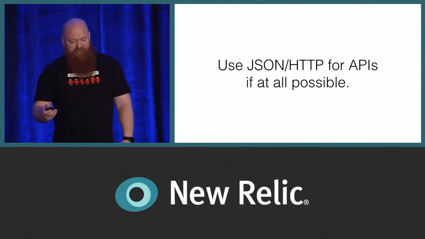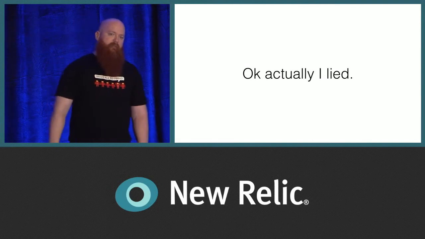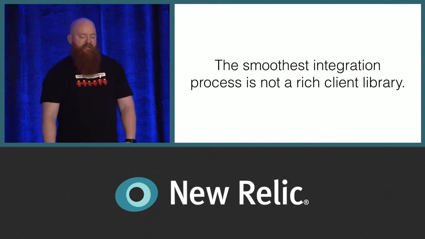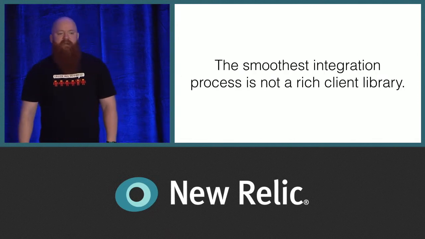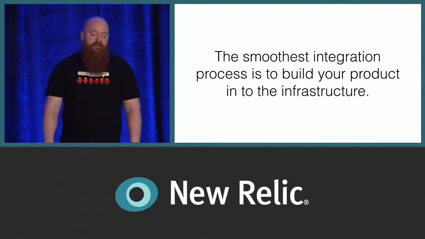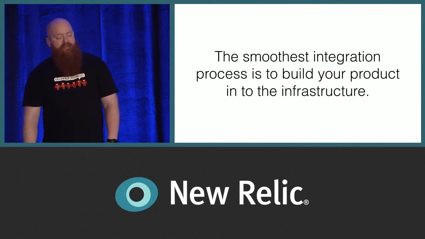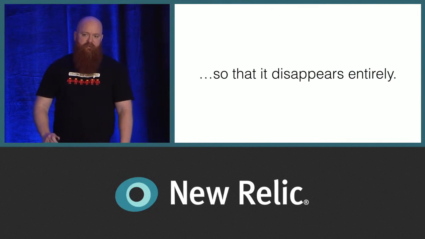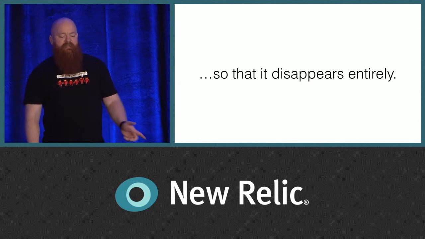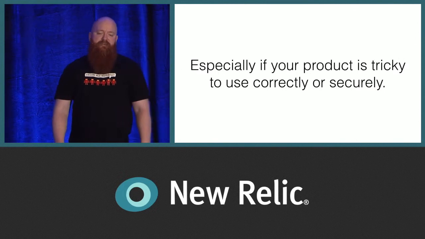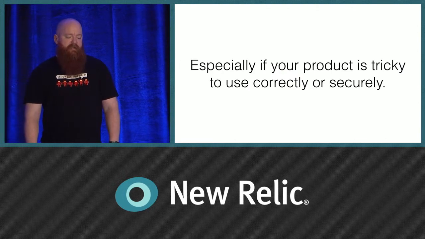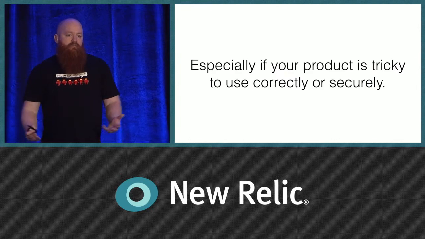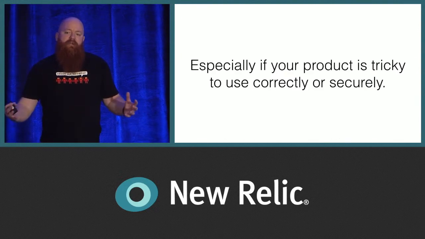I have a confession for you, actually, though. I lied. A few slides back, I told you an untruth. The smoothest integration process is not a library. The smoothest possible integration process is to build your product into the infrastructure that we have here at New Relic so that it disappears completely. And this is especially true if your product is tricky to use correctly or securely. For example, you remember that account ID stuff? Are you allowed to see this data? Nobody ever got that right, so we built it into the service gateway.